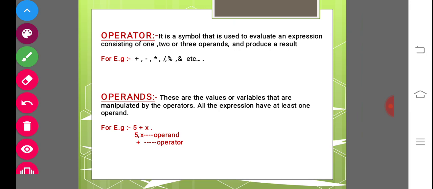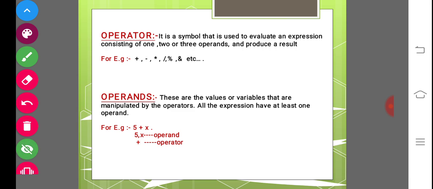Now here comes the introduction of operator. Basically, an operator is a symbol which performs arithmetical or logical operations and gives you some meaningful result. The definition says that it is a symbol that is used to evaluate an expression consisting of 1, 2 or 3 operands. Here comes the introduction of operand also. Operands are the values which are involved in the operations to produce a result.